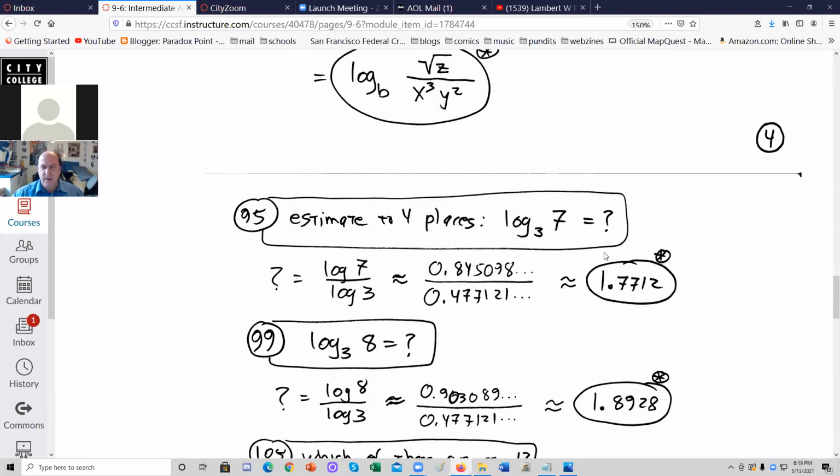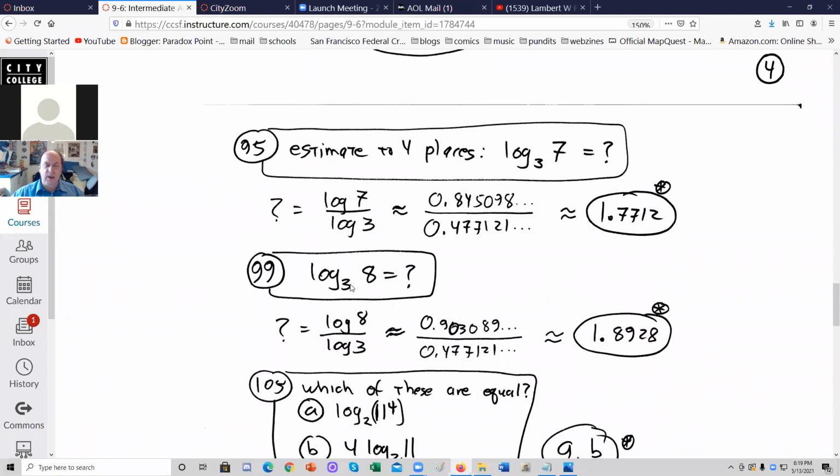All right. Here they ask to estimate to 4 places log base 3 of 7. Well, like I said, in your calculator, you'll probably just have common log or natural log, but that's all right. This will do. Log base 3 of 7 is log 7 over log 3. And you can calculate that, and the ratio is about 1.7712. Or here, log base 3 of 8, what's that? Well, it's common log 8 over common log 3. That over that, after a bit, it's 1.8928 to 4 places.